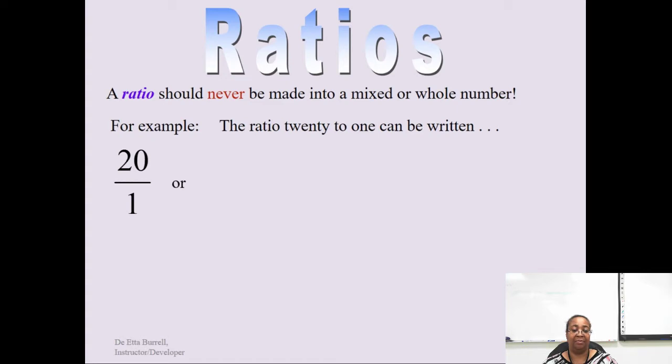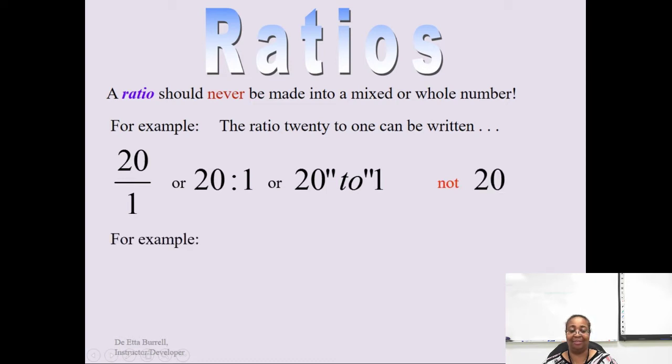Here's another example. You have the ratio 20 to 1. You can write it in fraction form. You can write it in standard form, or you can write it in word form using "to." Do not use 20 and call it a ratio, okay? It's not the right definition. You have to have at least 2 numbers there.